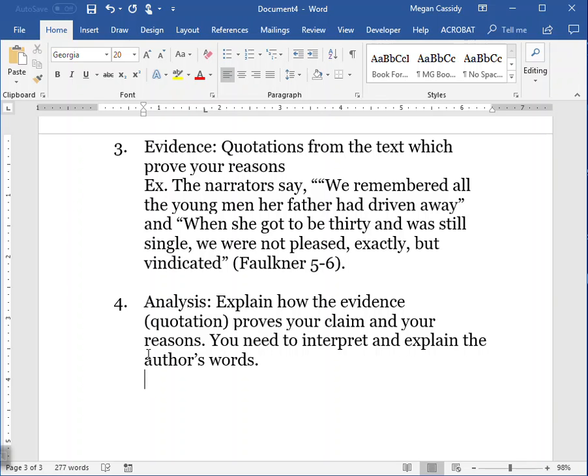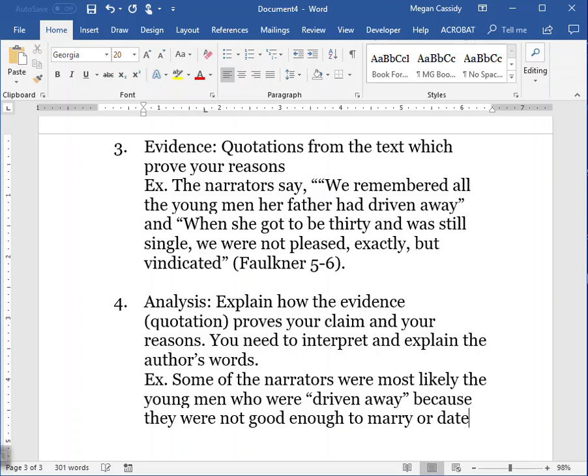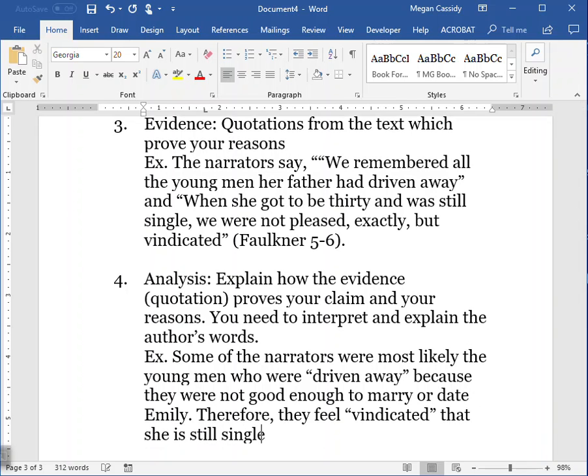So, our analysis here, as an example: some of the narrators remember that they're in the town, right? So some of the narrators were most likely the young men who were driven away because they were not good enough to marry or date Emily. Now, they would have called it courting back then, but that's fine. Therefore, they feel vindicated that she is still single.